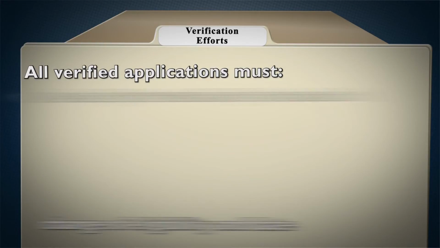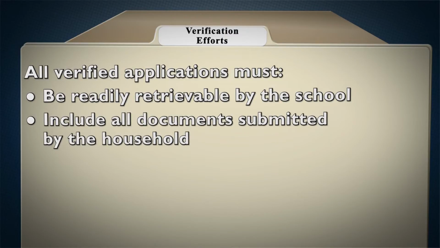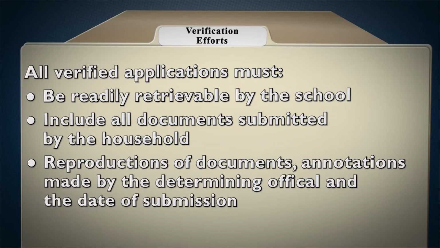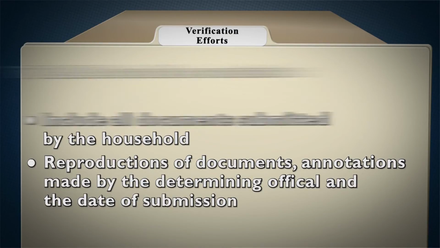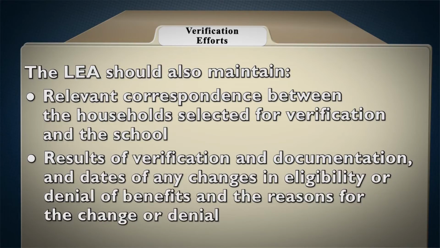All verified applications must be readily retrievable by the school and include all documents submitted by the household in an effort to confirm eligibility, reproductions of those documents, or annotations made by the determining official which indicate which documents were submitted by the household and the date of submission. The LEA should also maintain all relevant correspondence between the households selected for verification and the LEA or school. Results of verification and documentation. The dates of any changes in eligibility or denial of benefits, and the reasons for the changes or denial.